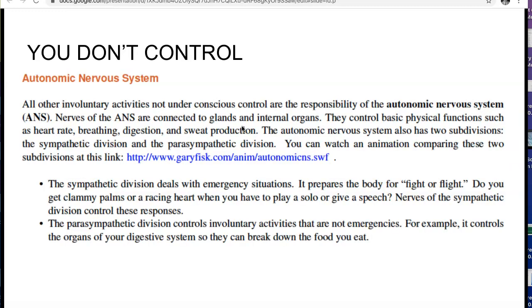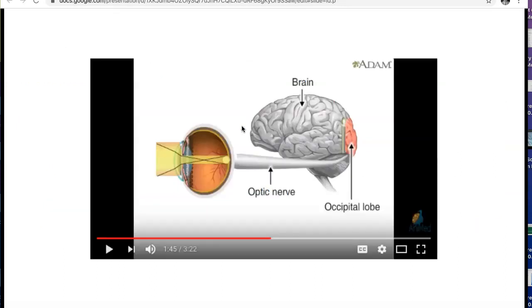But then there's the autonomic nervous system. Make sure you know the difference between those two. This is a very good short.